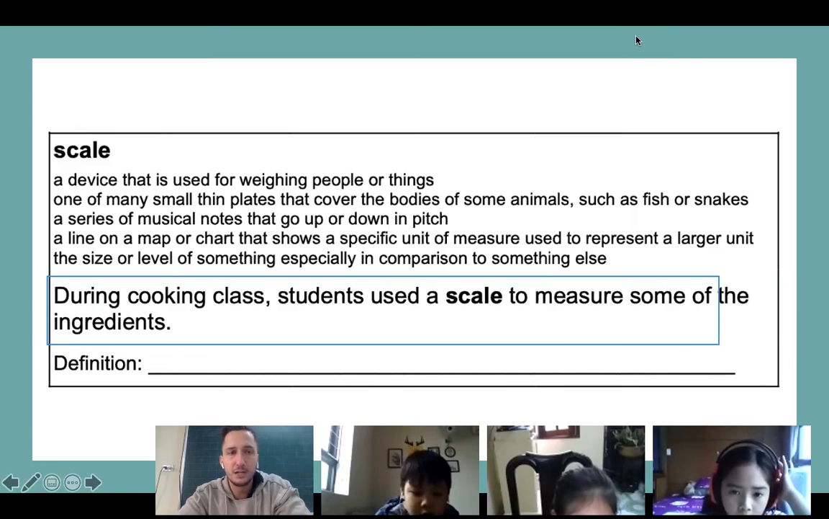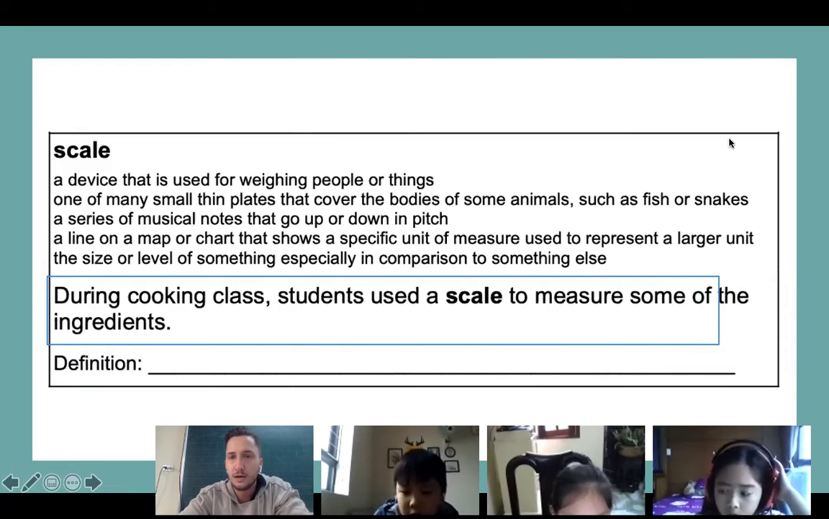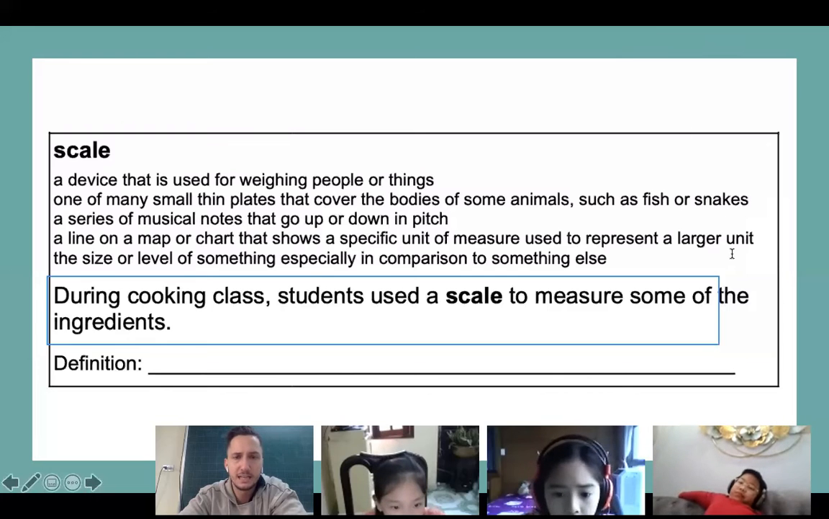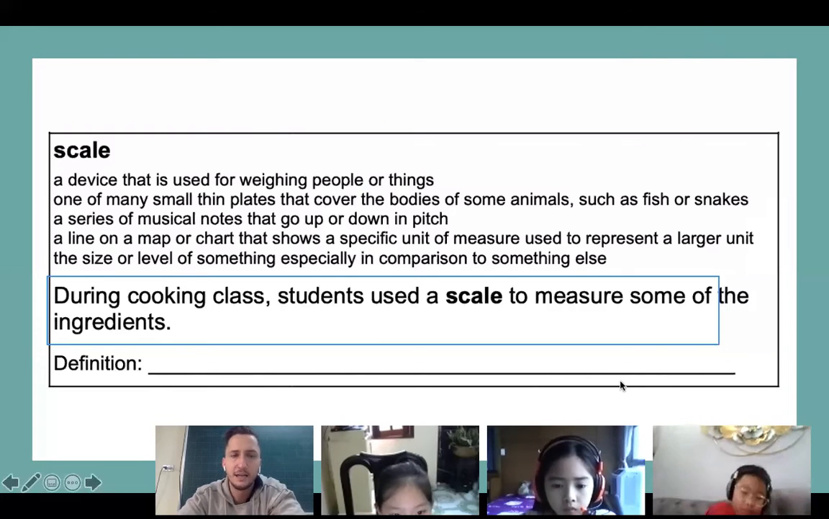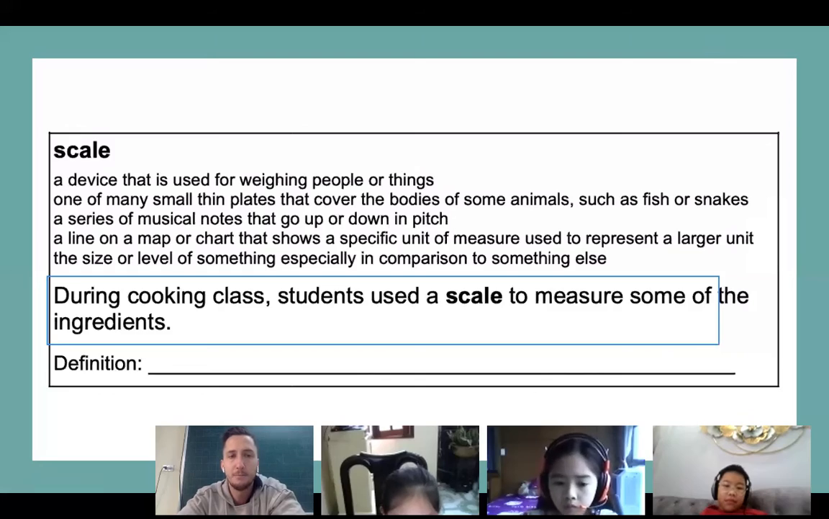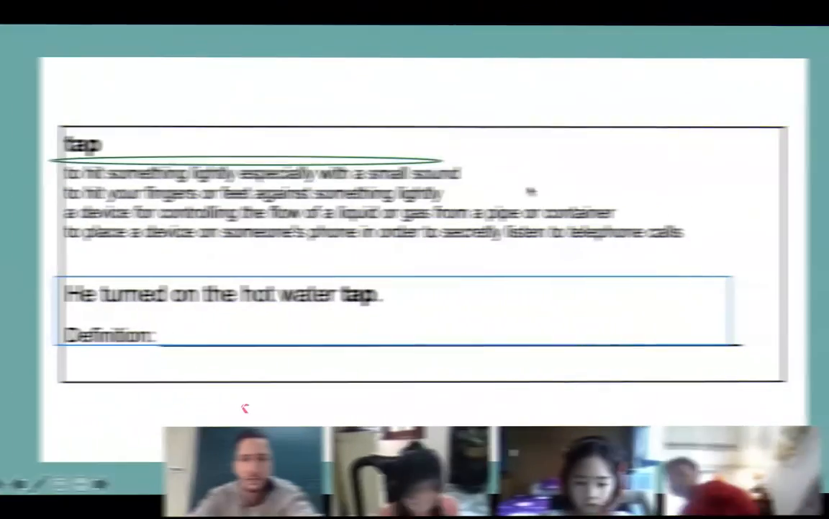So the first definition is a device that is used for weighing people or things. What do we think about that one? And I had Lucy raise her hand. So Lucy, what do we think? Does that sound correct in the way that it is used in this sentence? A device that is used for weighing people or things? Yeah. It does, right? It definitely does.